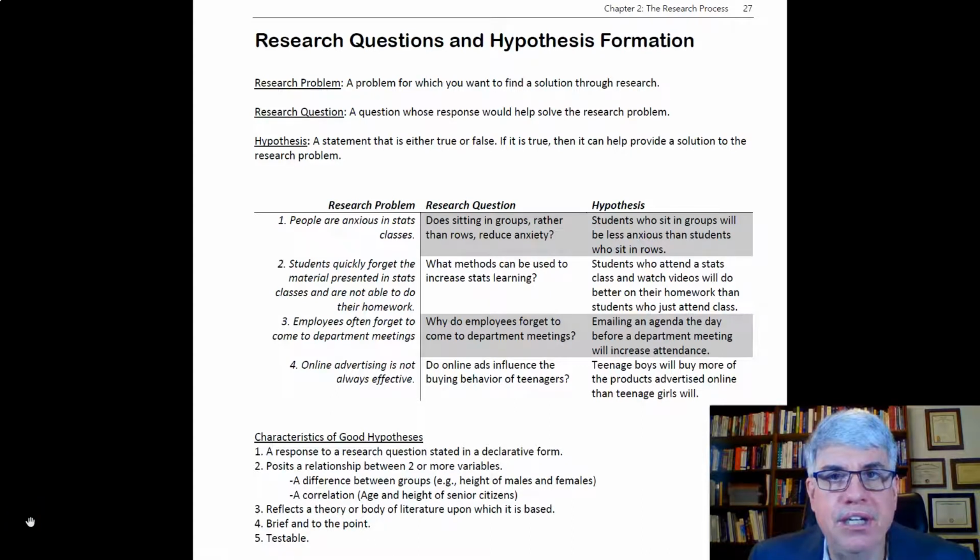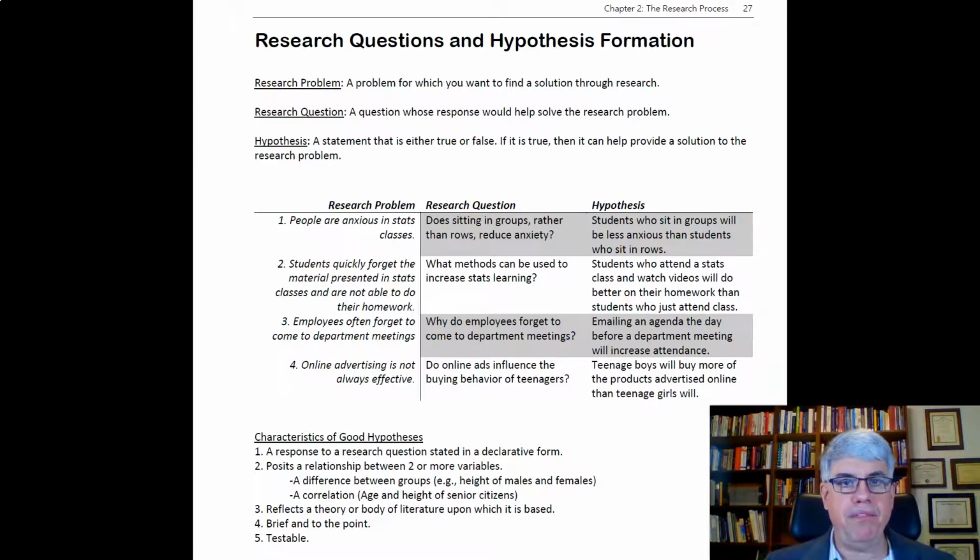We're going to look at the difference between research problems, research questions, and hypothesis formation, all of which are extremely important when we're designing our research. If we're not clear on these items, we're not going to design the right type of research, and we won't find solutions to the problems that we're looking at.